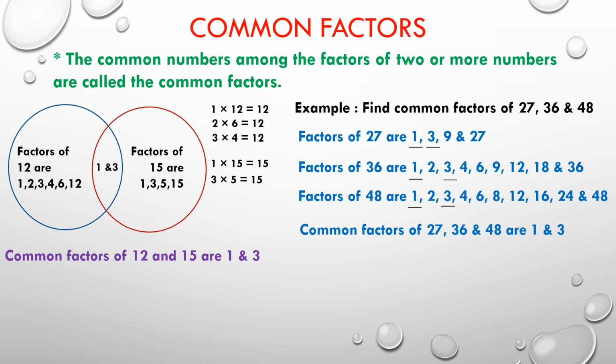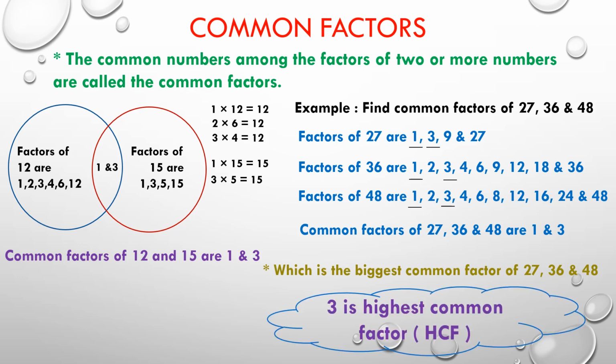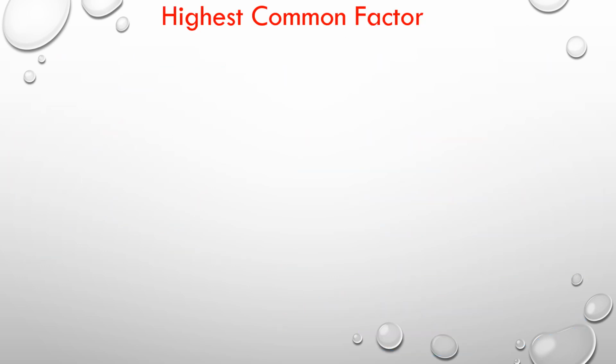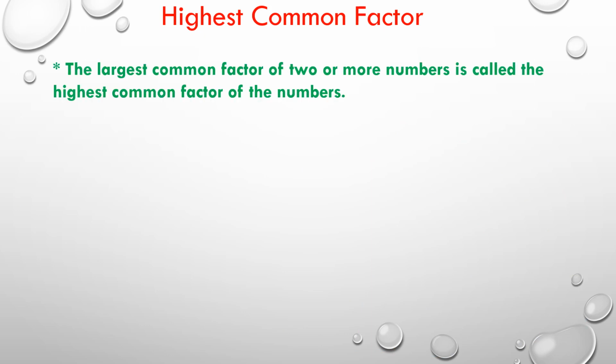Now this question: which is the biggest common factor of 27, 36 and 48? I have two factors here, 1 and 3. 1 is the smallest one, and which one is the biggest? Yes, 3. So I can say 3 is the highest common factor or biggest common factor. Highest common factor: the largest common factor of two or more numbers is called the highest common factor of the numbers.